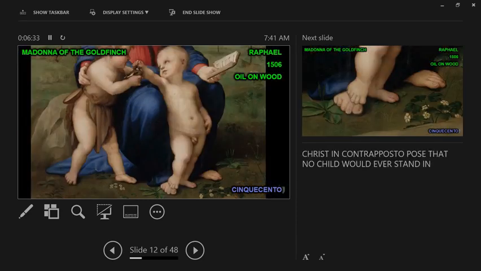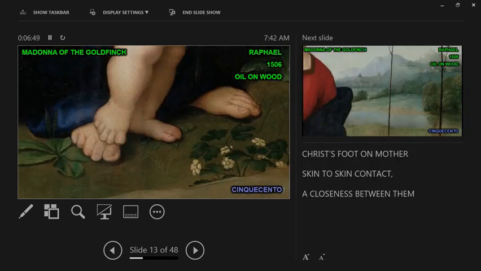And then if we look at the pose of Christ, it's a very contrapposto pose. It's kind of odd to see a baby in contrapposto, but that's what's going on here. Again, the Renaissance artists are looking back to the classical Greek and Roman sculptures and artwork. And then Christ's foot is on his mother. We have a little bit of skin-to-skin contact, and it shows the closeness between Christ and his mother.